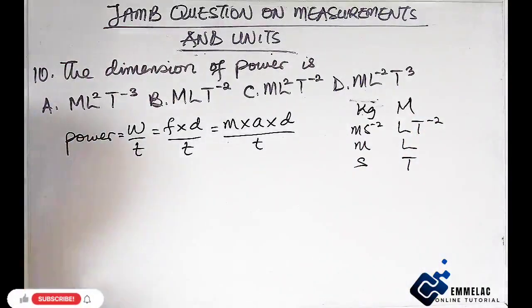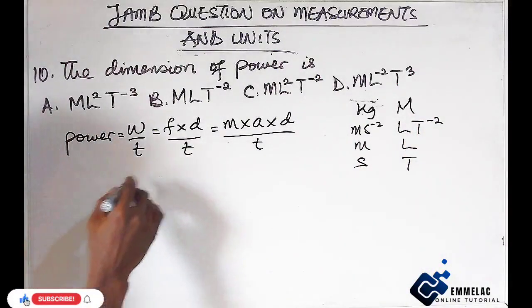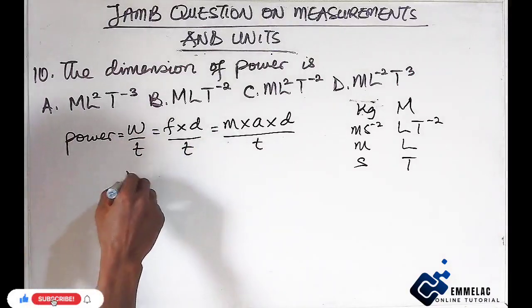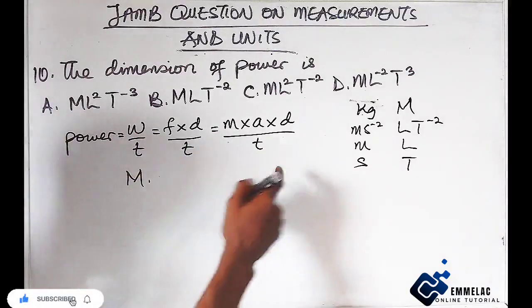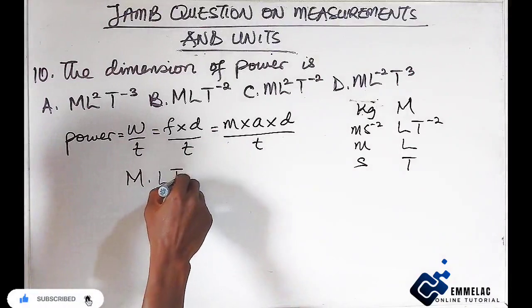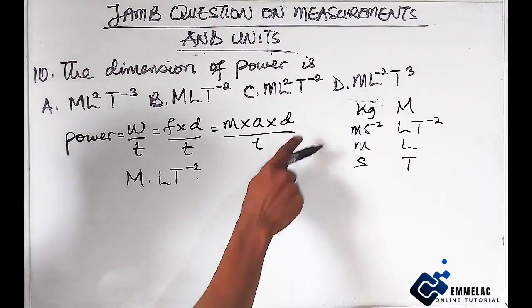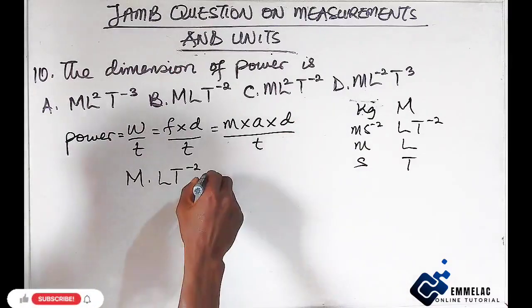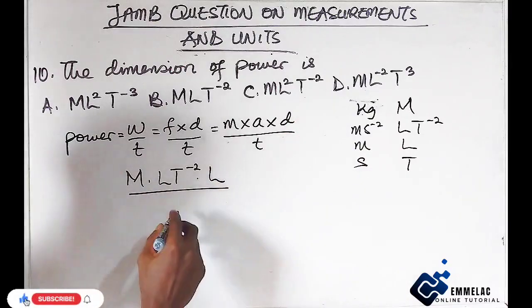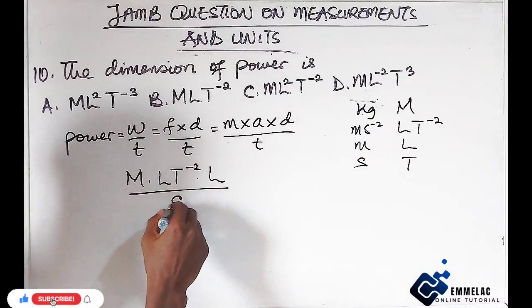Okay, now let us plug in all this. So here we have that the mass, which is M, times acceleration, which is L T raised to the power of -2, then times the distance, which is also in meter, L, then all over T.